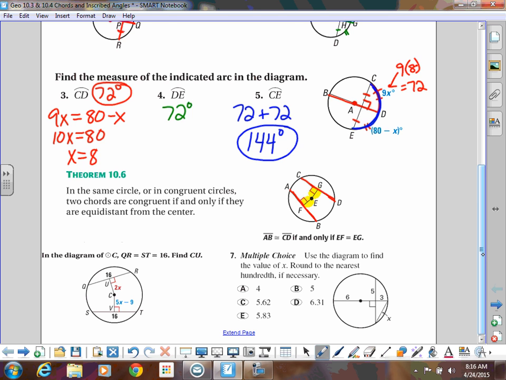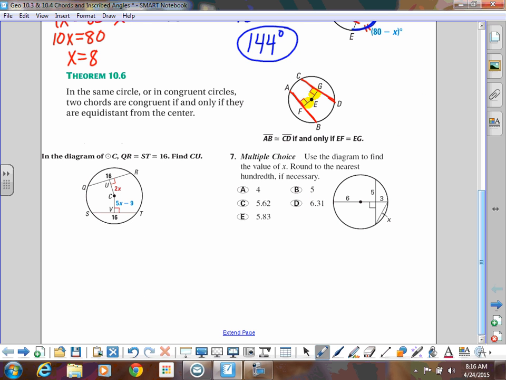So let's do an example with that. In this first example here, I've got QR is congruent to ST, or QR is equal to ST. They're both 16 units long. So those green lines are the same distance. They want us to find CU. CU is the distance to the center. So because those green lines are congruent, these two blue lines will be congruent. So CU and CV will be congruent.